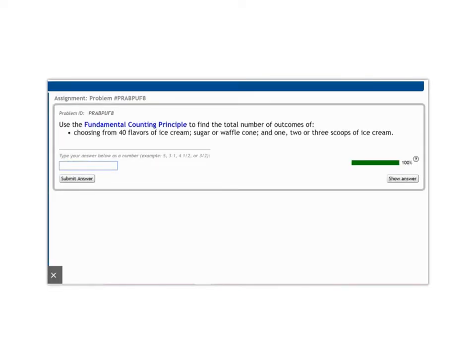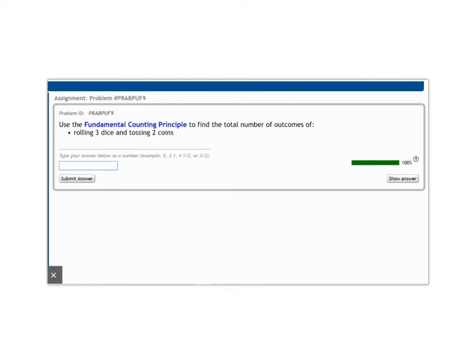Choosing from 40 flavors of ice cream, sugar or waffle cone, that's 2 outcomes, so 40 times 2. And 1, 2, or 3 scoops means 3 different amounts of ice cream. So 40 times 2 times 3 is equal to 240.